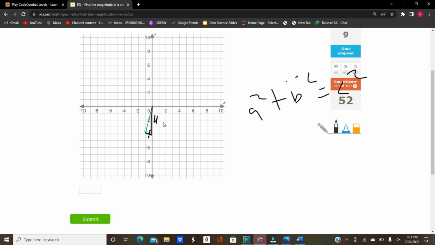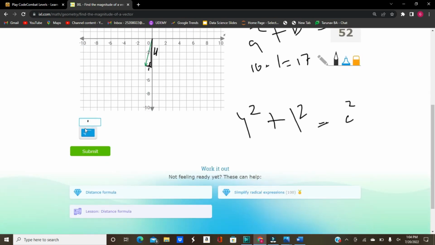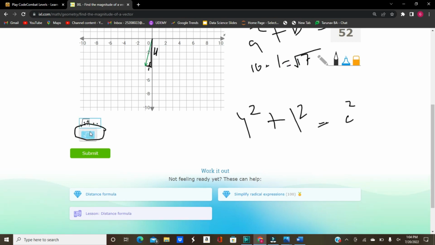So we put 4 as a, so 4 squared plus 1 squared equals c squared, the unknown value. 4 squared is 16, plus 1, and that is 17. So 17 is equal to c squared. And now we have to take the square root. You've been noticing the square root button which shows up over here. Yep, this is for these cases. So you just take the square root of 17, and you can simplify the radical if needed.